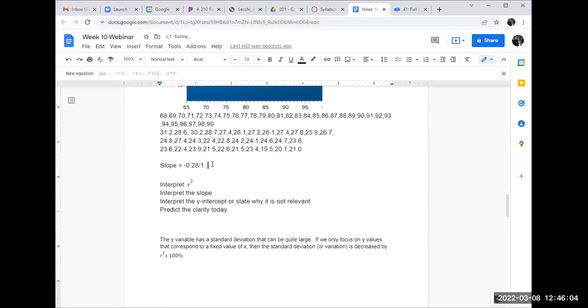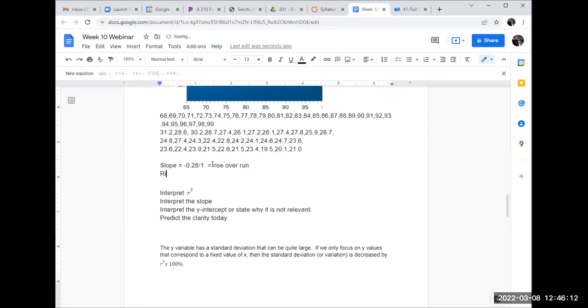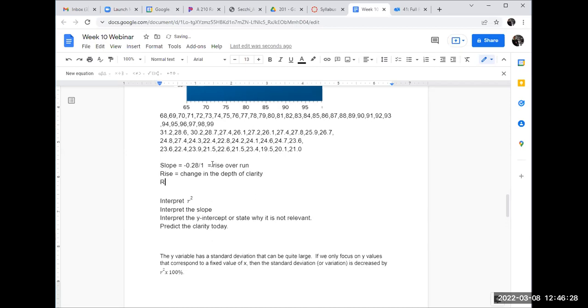So then let me write this as rise over run. So the rise, that's a change in the y value, right? The y value is the depth of clarity. Change in the depth of clarity. Run, that's the x value change, and that's a change in the year. Any questions so far?